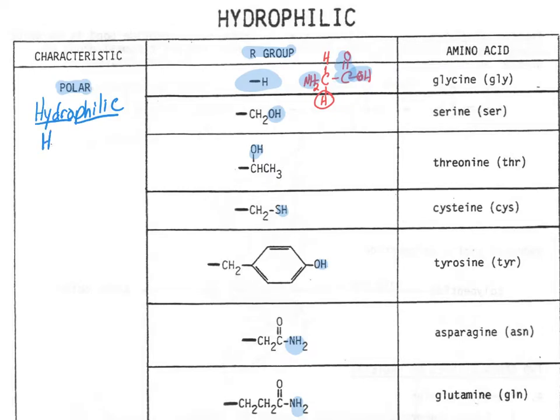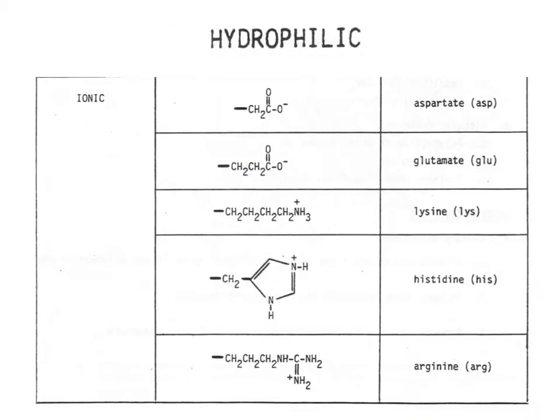Now, if it's polar, that means it likes water, and so we expect to find it on the outside or exterior of the protein, where it can interact with the water. And our last grouping, these are hydrophilic also, are the ones that are ionic. And so you'll see that they all have a charge. So we have some negative charges or positive charges, depending on the amino acid you're talking about. But because it is charged, these groups like to be in water.